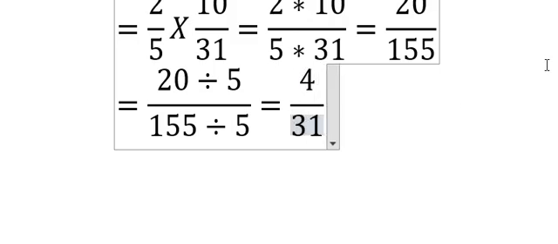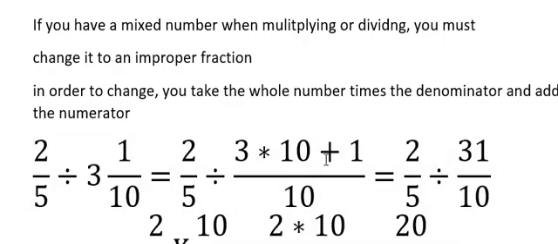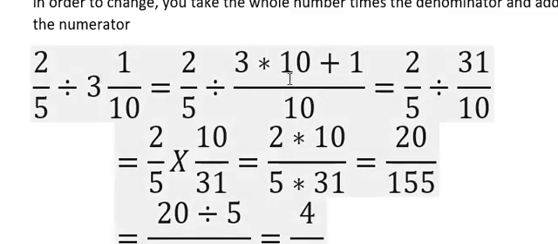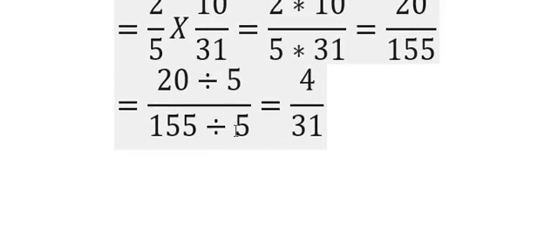So you're basically doing the same thing as before. The only difference with the modeling using keep, change, flip with the mixed number is you must change it to an improper fraction when dividing. And then you do that, you change it into the improper fraction, and then you can do the keep, change, flip. Do that, and then you get your answer, okay?